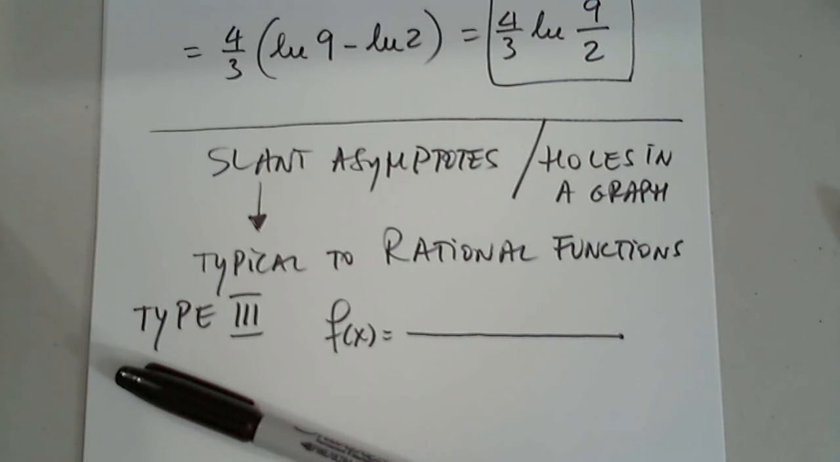Slant asymptotes. Okay, so we are looking for functions, rational functions of course, with a higher degree in the numerator than the denominator by exactly 1 unit higher. Exactly 1 unit higher.